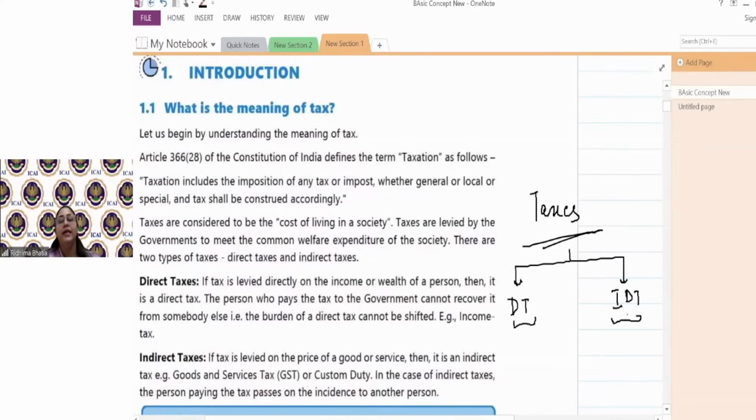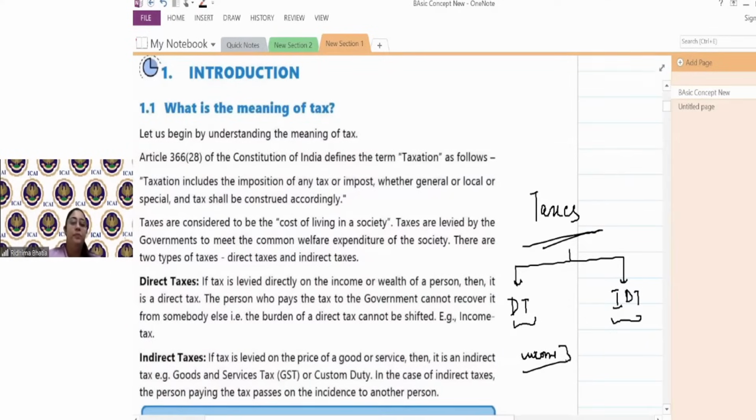Direct tax and indirect tax, what is the difference? Direct tax is a tax which is levied directly on the income. Matlab, the income I am earning, this is a tax on my earning, and I have to pay the tax. It is my responsibility to pay the tax to the government.